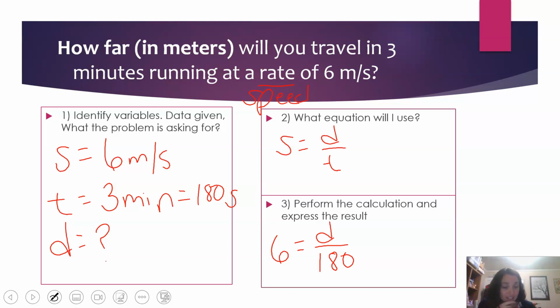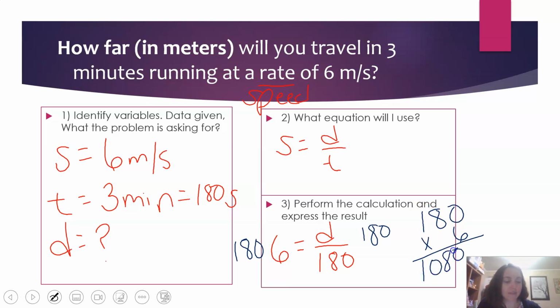In order to solve this, we would use the inverse operation. Let your math teachers know. Hopefully they will be proud. We would multiply, instead of dividing by 180, we would multiply by 180 on both sides. 180 times 6 is 1,080. So we would be able to run 1,080 meters in 180 seconds, or 3 minutes.